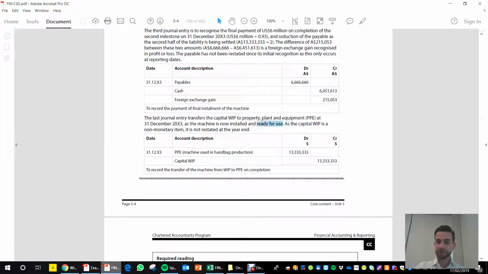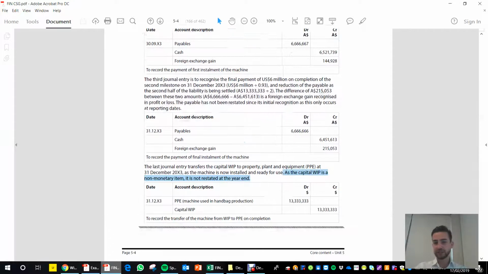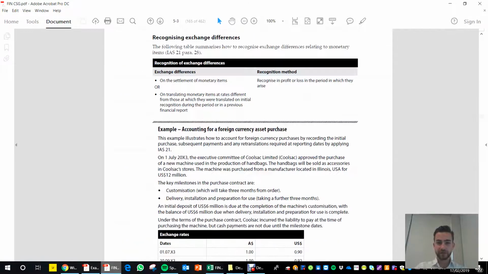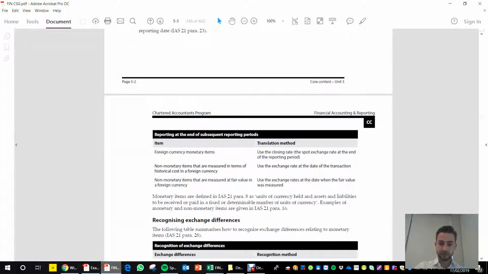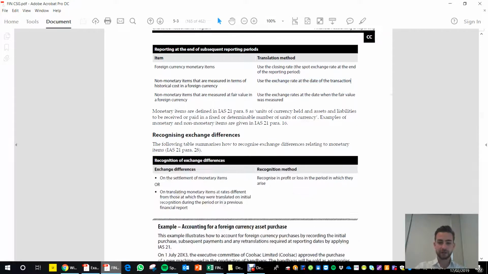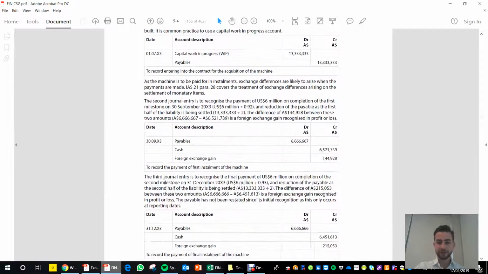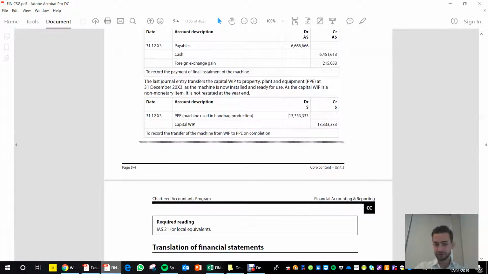As the capital WIP is a non-monetary item, it is not restated at year end. So this falls back to this original amount here. So non-monetary items that are measured in terms of historical cost in the foreign currency, because it's a PP&E item, it's not foreign currency, it's not fair value, and it's not a foreign currency item. We don't revalue it at year end. So there's no revaluation, it remains at the original cost.